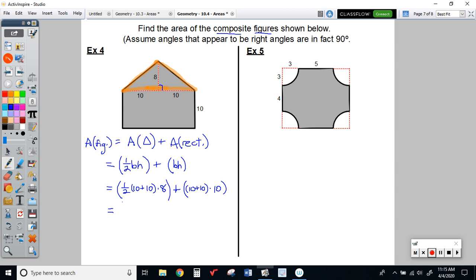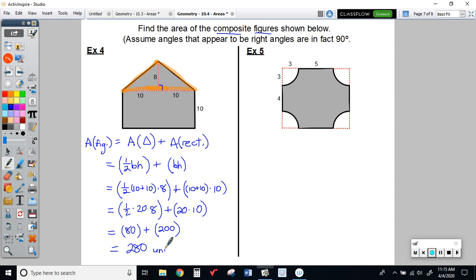Now I can simplify this. I could write this as 1/2 times 20 times 8 plus 20 times 10. Half of 20 is 10. 10 times 8 is 80. So the area of the triangle is 80. The area of the rectangle, 20 times 10, is 200. So your final answer on this one would be 280.